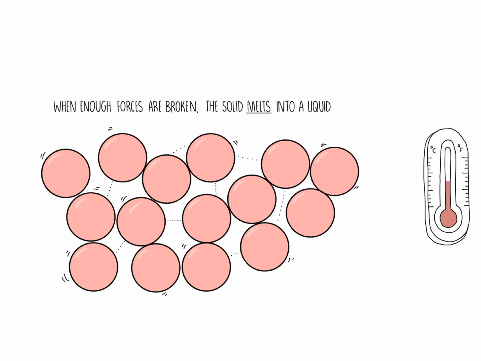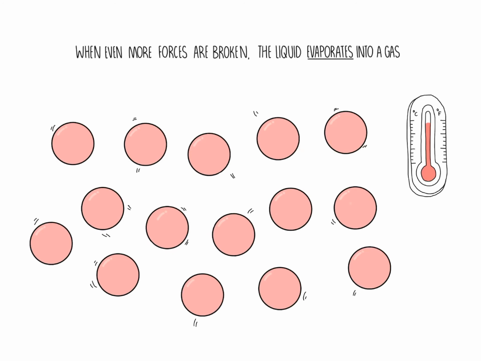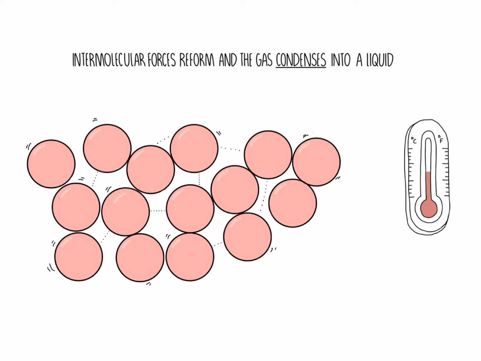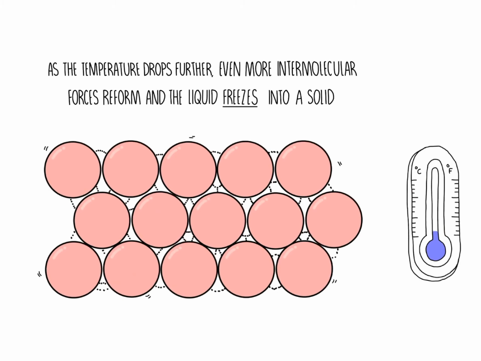When even more heat is added, the liquid particles will have enough energy to become a gas in a process called evaporation. And then if we were to reduce the temperature, intermolecular forces between the particles would start to reform as heat energy is lost. The gas particles will convert back into a liquid, and that's called condensation. And if we reduce the temperature further, the liquid would become a solid in a process called freezing.